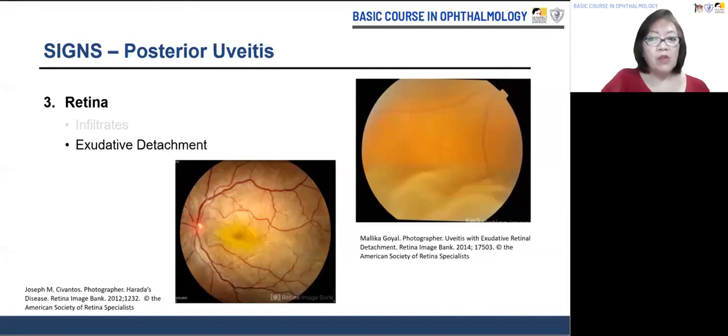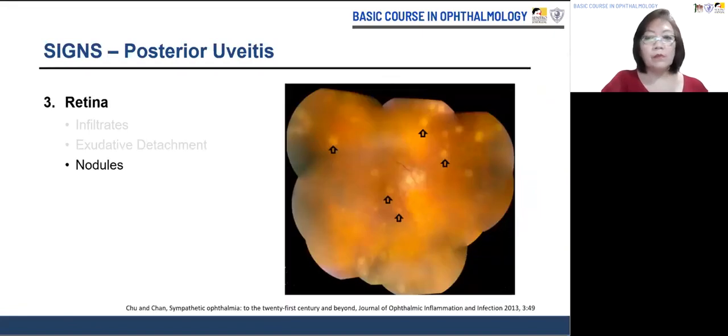The retina may also have areas of exudative retinal detachment. Inferiorly here, you see this is the detached retina. In this photo, there are focal areas of retinal detachment, giving the background this appearance. Also note the increased vessel tortuosity, most likely due to the retinal detachment. And you may be able to see nodules in the retina as well.